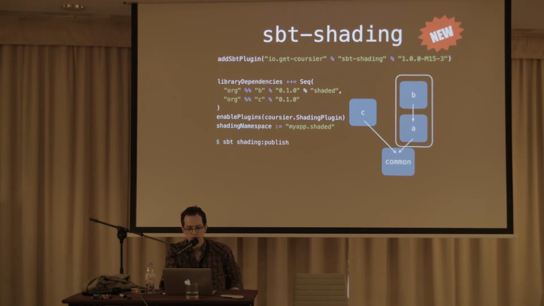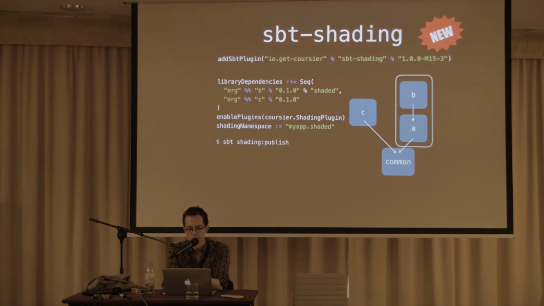That's the first line, and then here we have a module that has two dependencies, B and C. I mean org B something, org C something, and we want to shade the first one, B. What the plugin does is it looks at the dependency tree of our module. Here it looks like this on the right: we have C that depends on common, and then B that depends on A that itself depends on common.